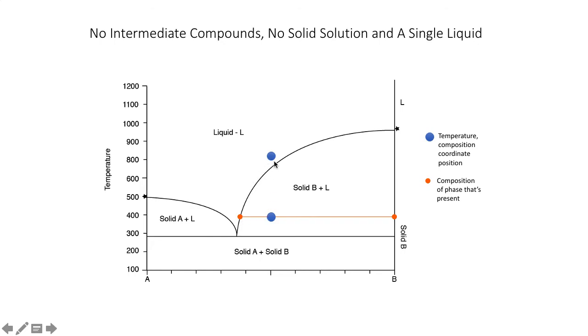This continues to happen. More and more crystals of B are coming out, so the liquid is having less and less B in it. Proportionally, that means more and more A. We could use the lever rule at any point along here. Right as we hit the solidus temperature, we're going to have only 78% of the melt left.